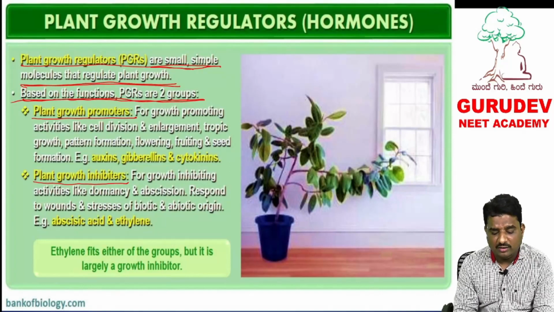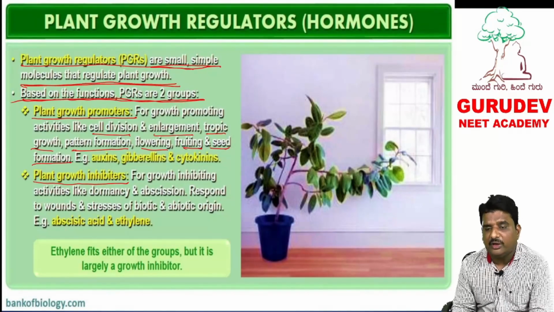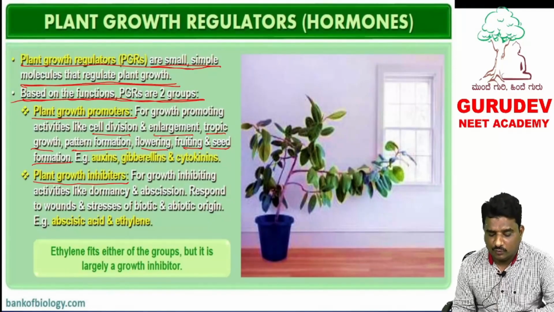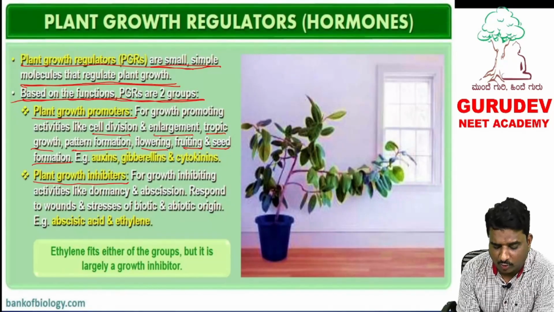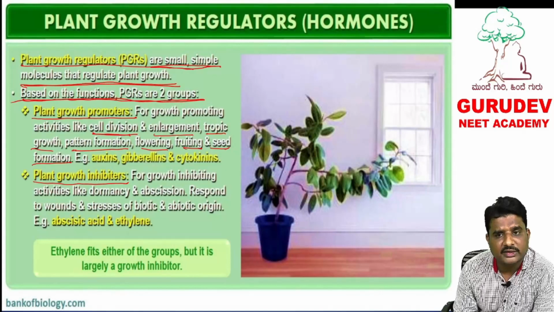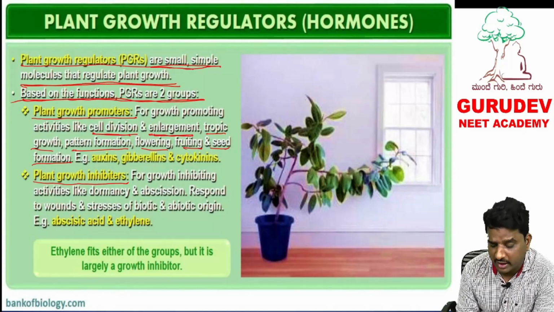Promoters means what? They help with cell division, cell enlargement, tropic growth of the plant, pattern formation, flowering, fruiting, seed formation. These are all growth promoting activities. What is that? Cell division. The number of cells will increase. That means growth promoting activity. Cell length increases, cell enlargement. That is a growth promoting activity.